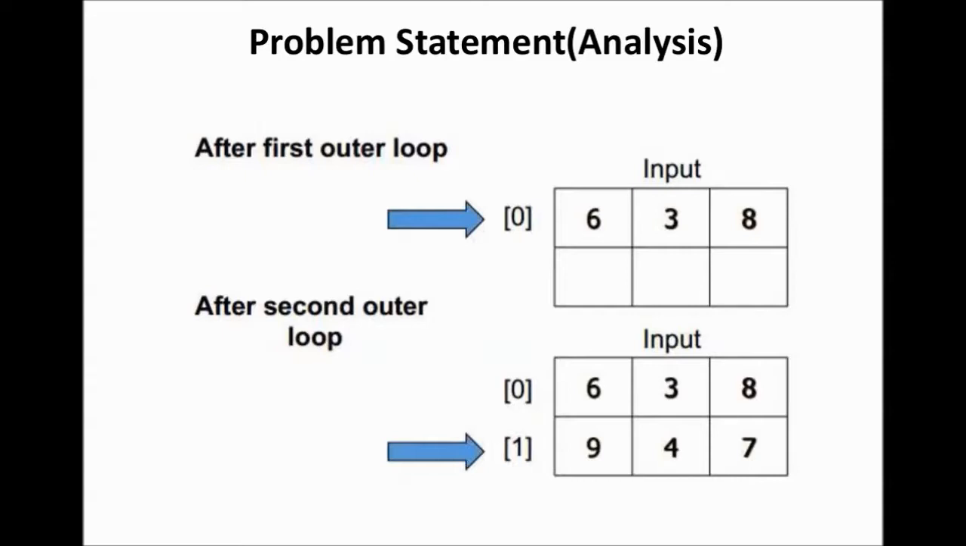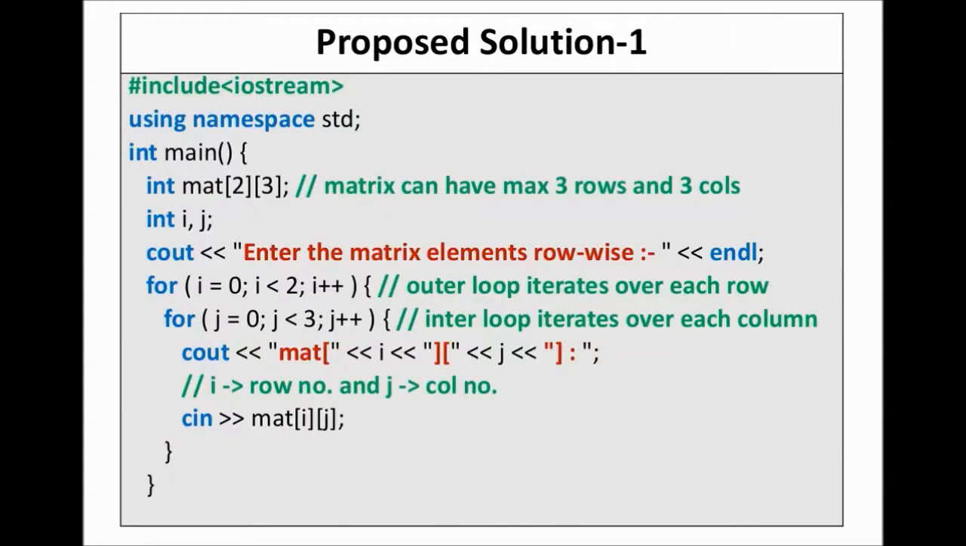So here is the problem solution. In the main program, first of all, we create an array of 2 rows and 3 columns. We gave it the name mat, meaning matrix. Then we declare 2 variables, i and j, which we use in nested loops. We use 2 nested for loops to enter values in this matrix, or in this array mat.